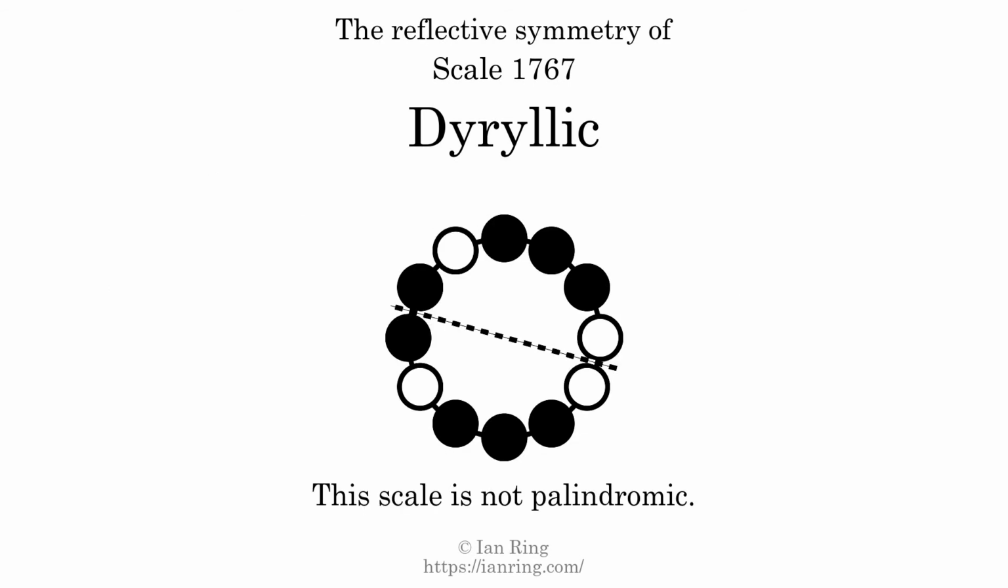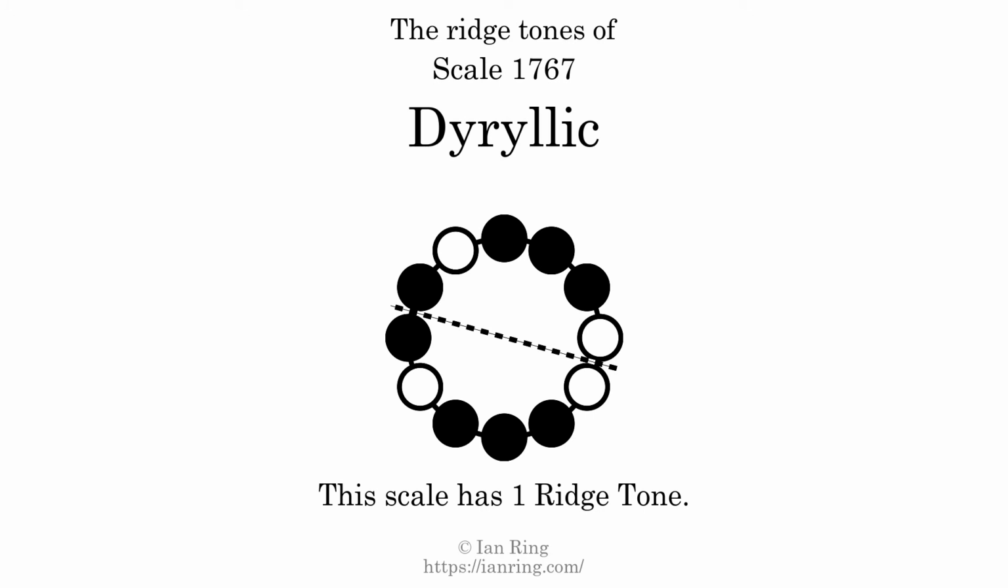This scale has reflective symmetry across an axis, position 3.5 semitones from the root. This scale has a different pattern of intervals ascending and descending, so it is not palindromic. This scale has one ridge tone.